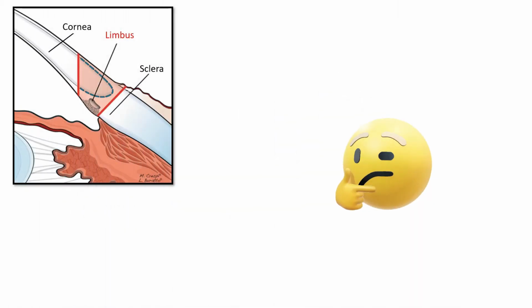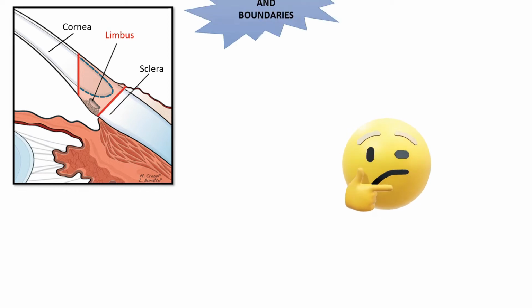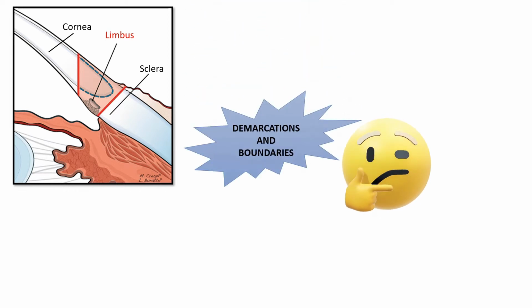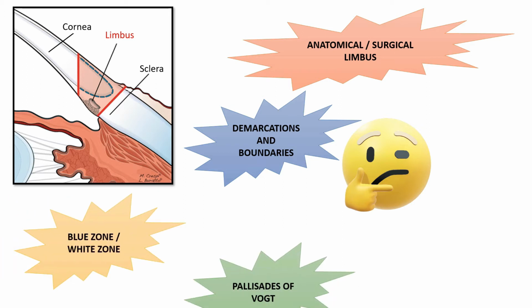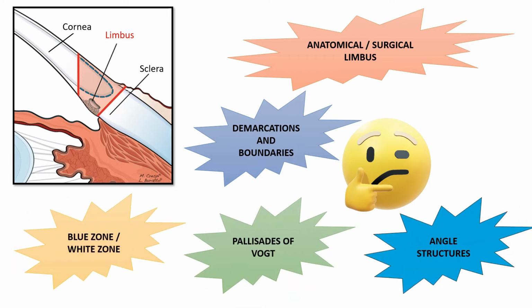When we talk about the limbus of the eye, there's so much confusion regarding the boundaries and various terms pertaining to it, like what is the anatomical limbus, what is the surgical limbus, what are the exact demarcations for these, what is the blue zone and white zone, what are the palisades of Vogt, and finally, how is the internal anatomy with the angle structures related to the limbus. So in this video, I will explain all these things in detail and also all the applied clinically relevant aspects with respect to the limbus.